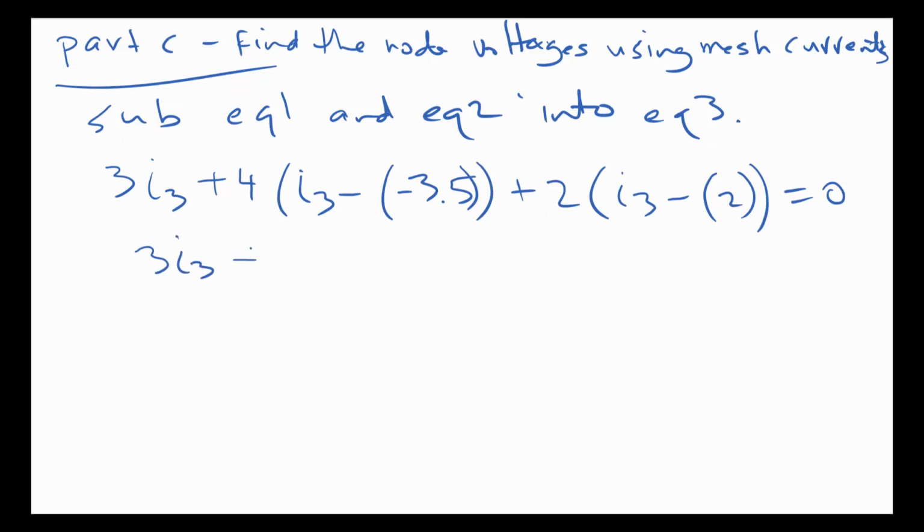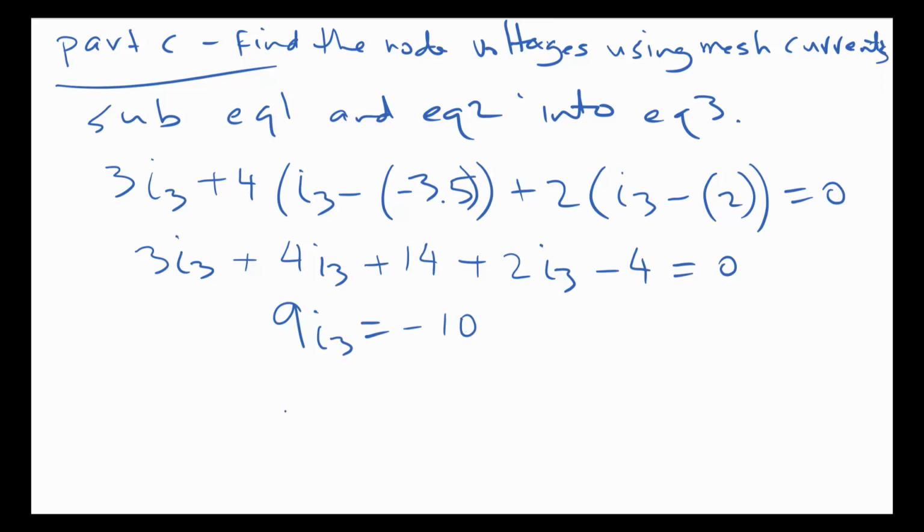And then we simplify: 3I3 plus 4I3 plus 14 plus 2I3 minus 4 is equal to 0. Then we have 9I3 is equal to minus 10. And then we finally get I3 is equal to minus 10 over 9 amps.